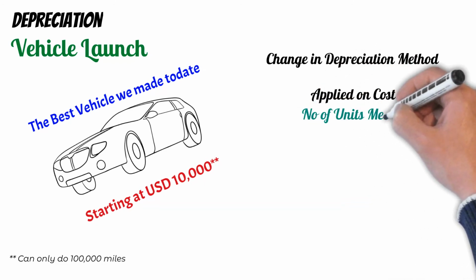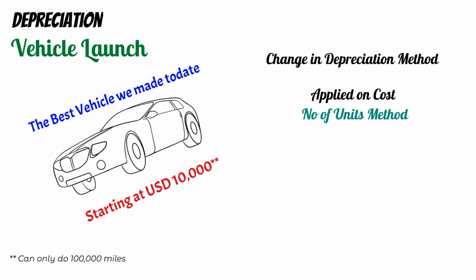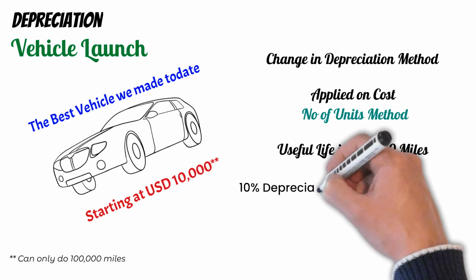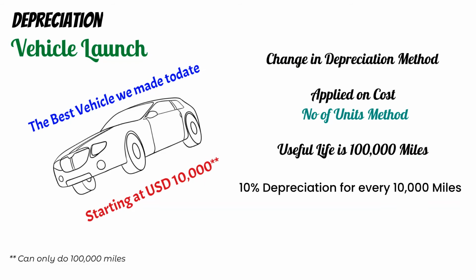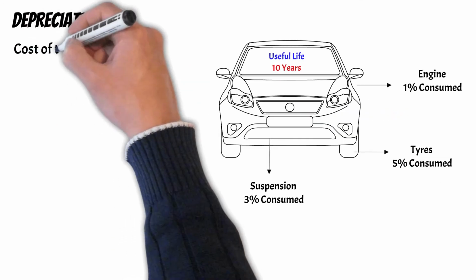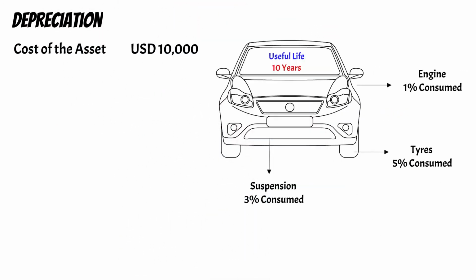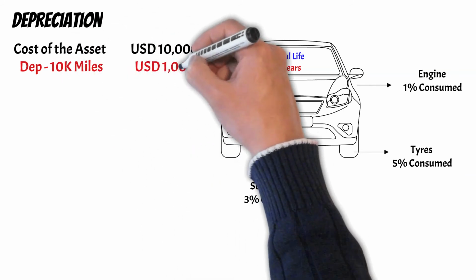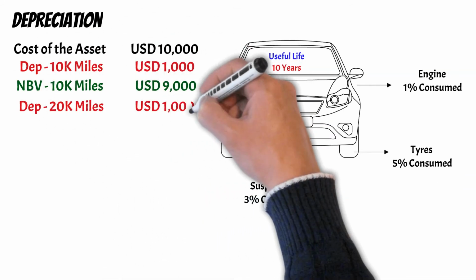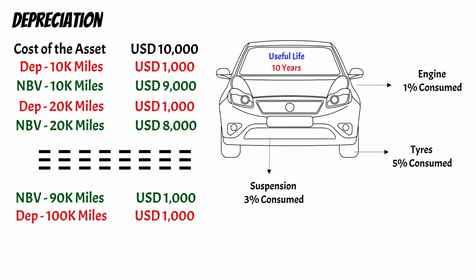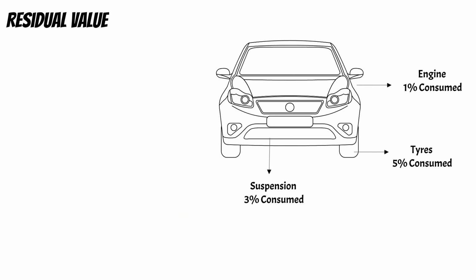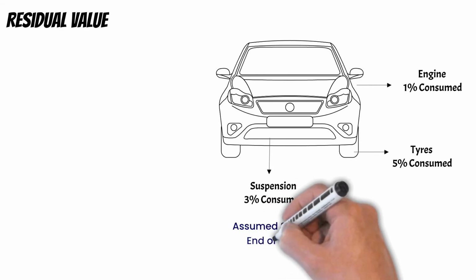And instead of life being measured in years, now you measure the life in miles. For every 10,000 miles, you charge a depreciation of 10%. The cost of the asset is $10,000. Depreciation for the first 10,000 miles is $1,000. The series continues till the end of 100,000 miles, where the NBV is 0 again, just like the straight line basis method. Residual value is the assumed scrap value that is left at the end of the useful life.